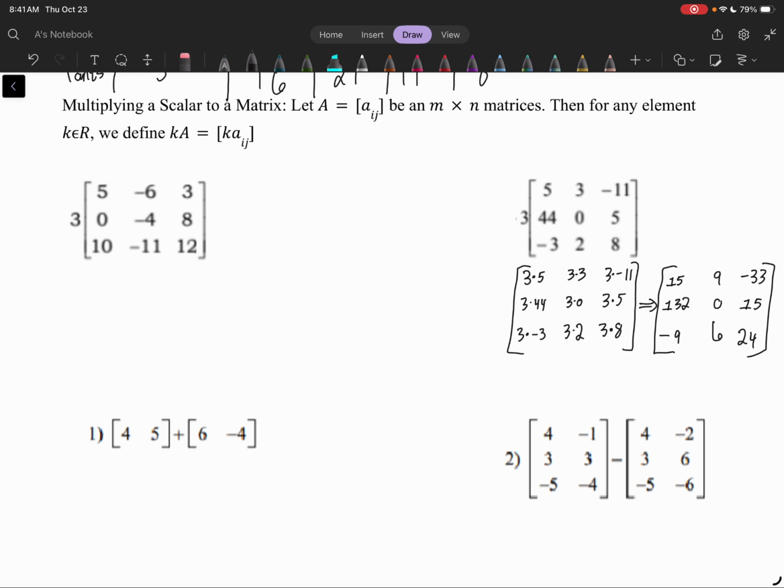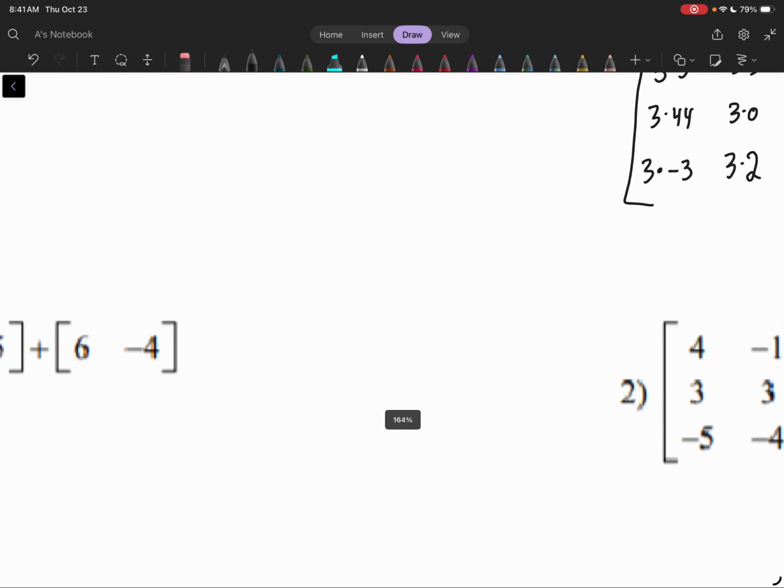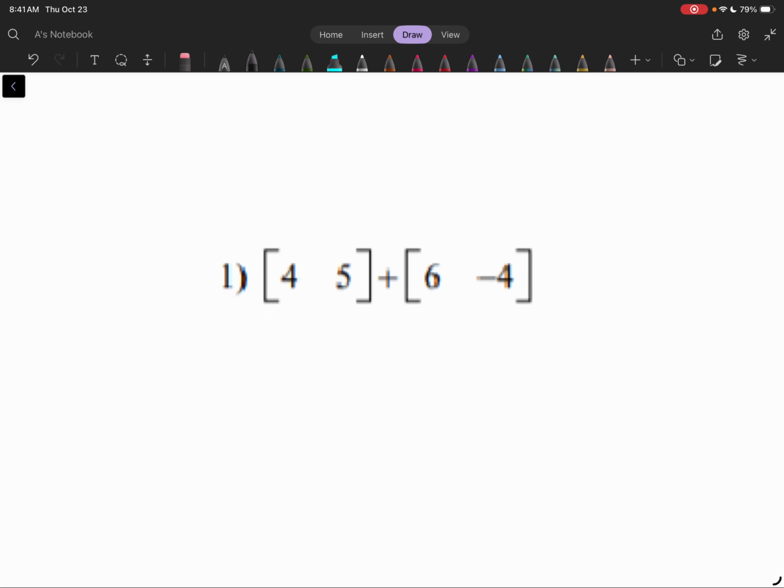If I want to add a matrix, you add each individual element. So this would be 4 plus 1, and 5, that's a 6. 4 plus 6, and 5 plus negative 4, 10, and 1.